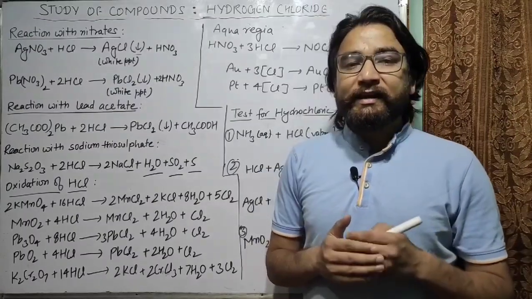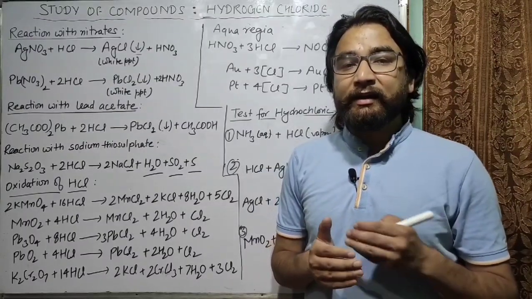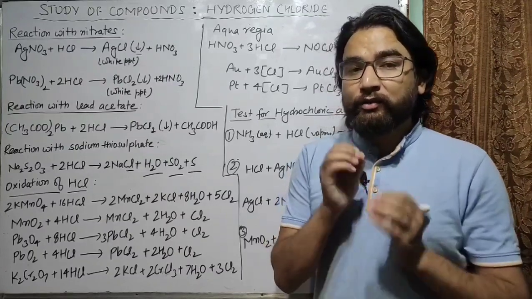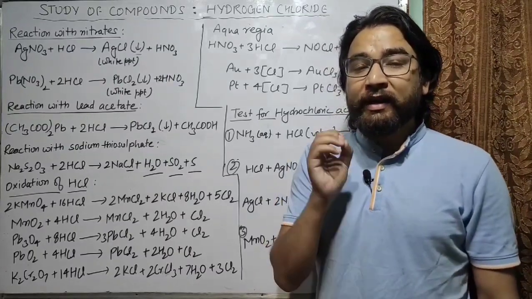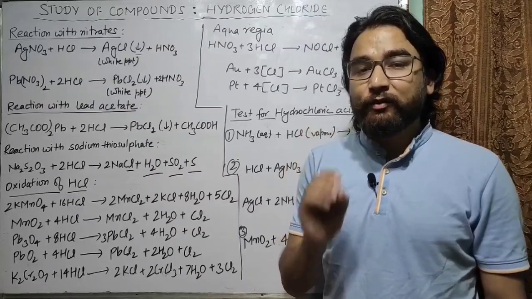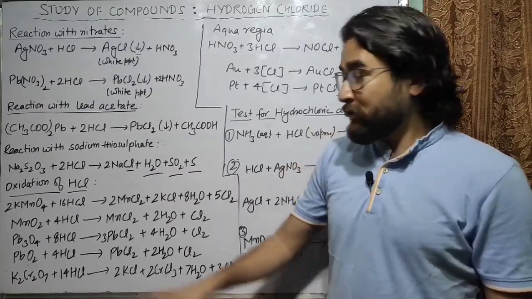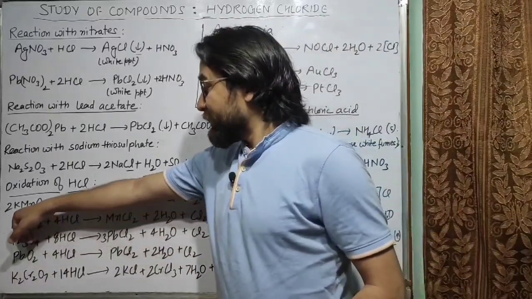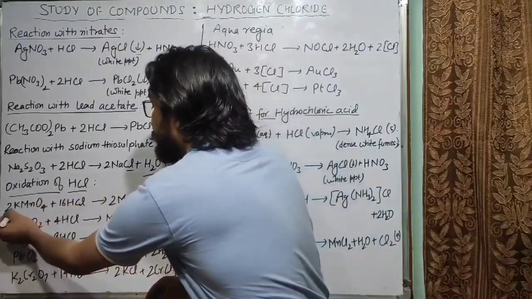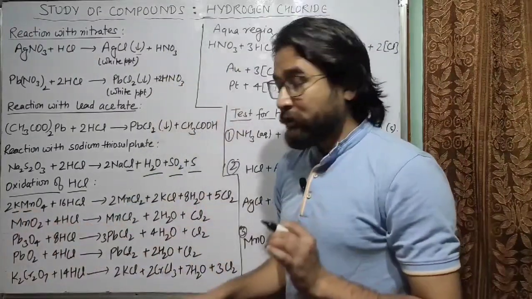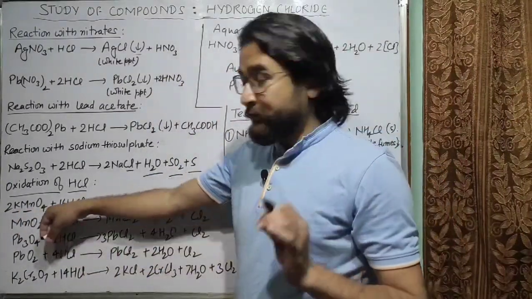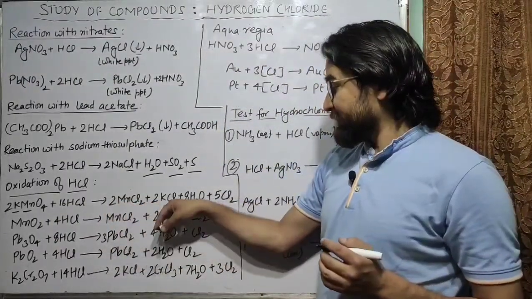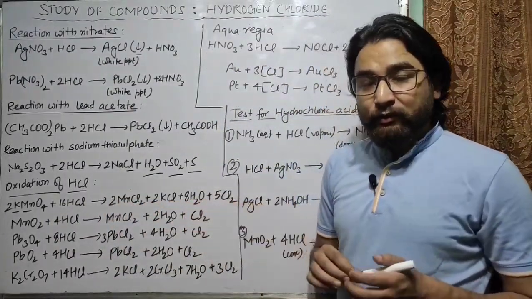Generally HCl reacts with some oxidizing agents, and the oxidation of HCl will take place and it will liberate chlorine gas. Remember, chlorine gas is liberated and the chlorides of corresponding metals are formed. You have to remember these 2 points. You can see KMnO4 with HCl. It will form chlorides of potassium and manganese both, and then liberate chlorine gas. So this is MnCl2, then KCl, water and chlorine gas.